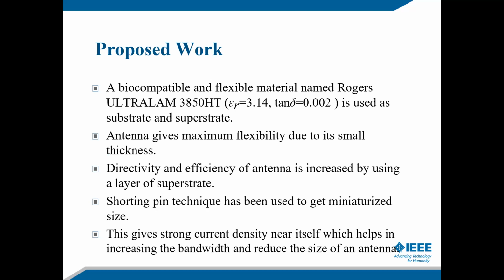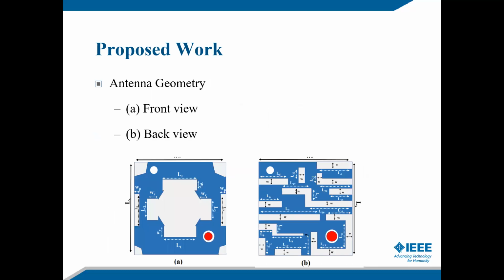As we already discussed, we use the shorting pin for the miniaturization of the antenna, and that gives a strong current density near itself. Where we use the shorting pin, there is more current density to increase the bandwidth. From the figure, the left part is showing the patch in the top view, and the right side is showing the bottom view.